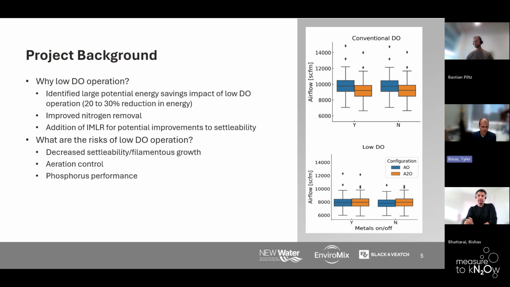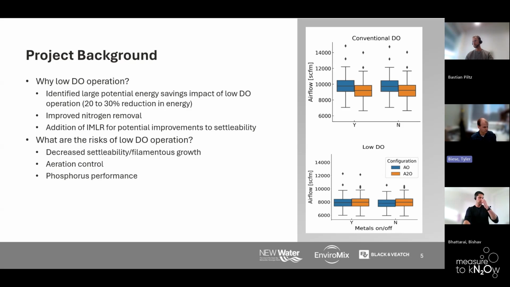So, project background: we did a facility plan a couple of years ago, and low DO operation was identified as a potential to save 20 to 30% airflow compared to a conventional DO. As you can see in the two graphs on the right, with conventional DO, our facility airflow demand would be around 10,000 SCFM. The low DO operation had the potential to reduce that to 8,000 SCFM on an average basis, and along with airflow savings, a potential for nitrogen removal improvements.